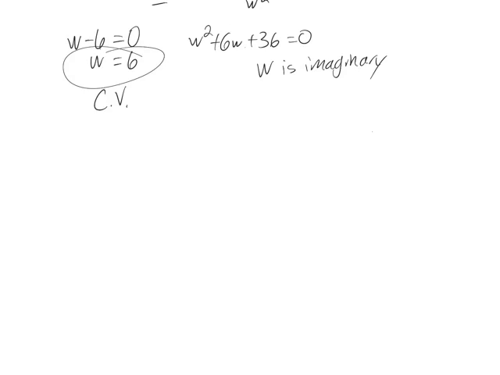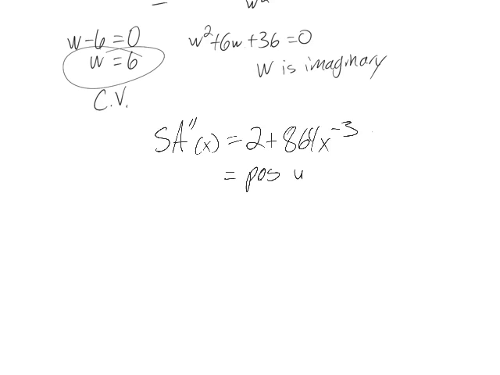So we can get some sense of what's going on at that particular critical value. We can do the second derivative test. The second derivative is going to yield 2 plus 864 W to the negative 3. If we plug a positive number into that, I'm not going to actually get the value because it would be 864 divided by 6 cubed, and then you add 2 to it, but you can tell that it's going to be a positive number. So this is going to be positive when W is equal to 6, so that means we are concave up.